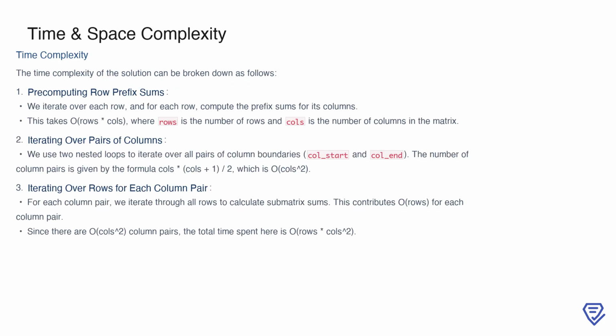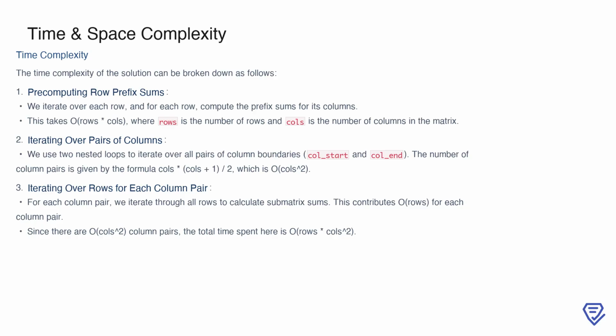To understand the time complexity of our solution, let's break it down into its key components. First, we pre-compute the row-wise prefix sums. This involves iterating over each row and calculating cumulative sums for all columns in that row.